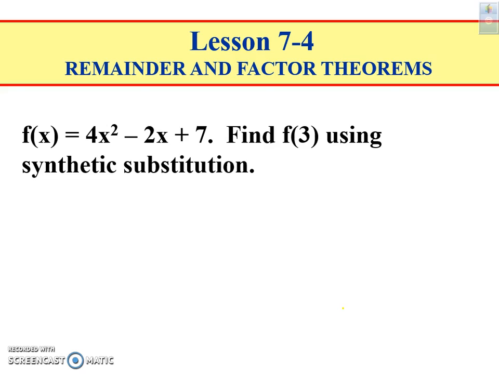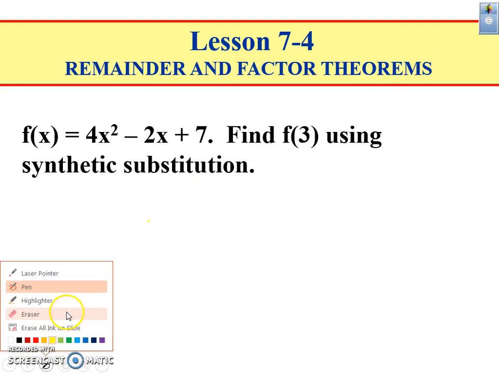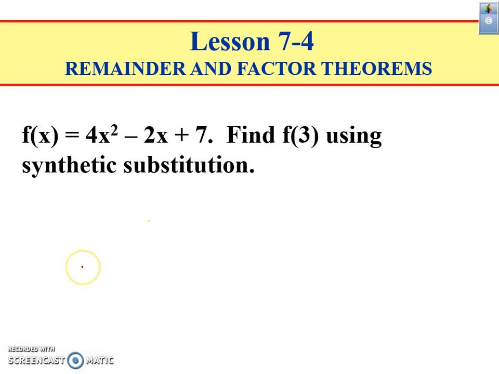So in this case, we're going to use f of 3 in the following function with synthetic substitution. So we put 3 on the outside here. All of your coefficients accounted for once again. So 4, negative 2, and 7. Bring down your 4 to begin with. 4 times 3 is 12. Negative 2 plus 12 gives me 10. 10 times 3 is 30. Adding those two together, we get 37.